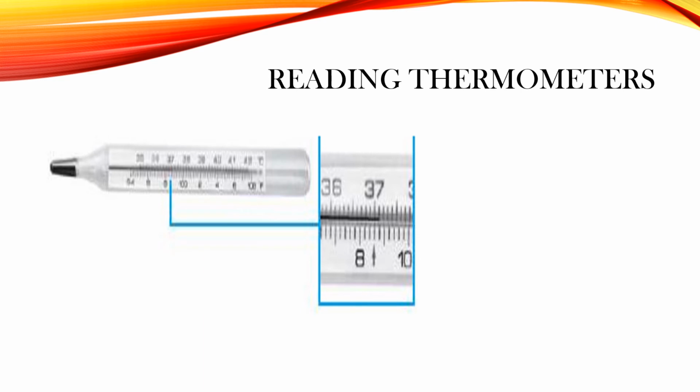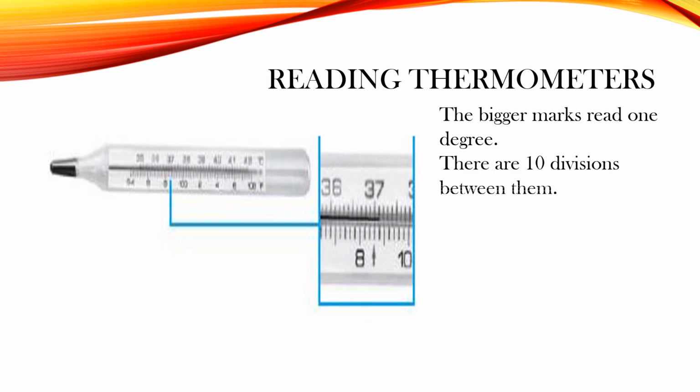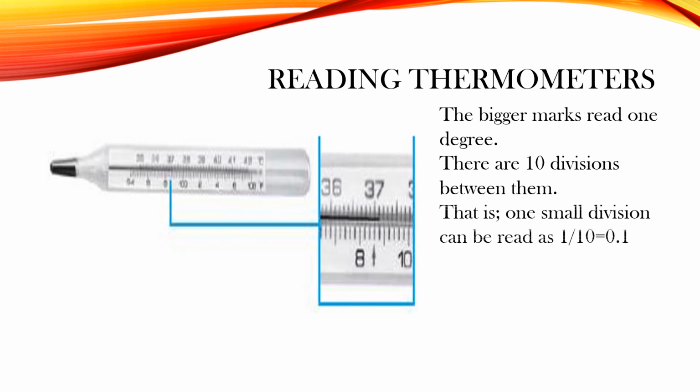How to read thermometers? This is a zoomed-out picture of a clinical thermometer, and you can see the bigger marks 36 degrees Celsius and 37 degrees Celsius. The bigger marks differ by 1 degree and there are 10 small divisions in between them. So one small division will be 1 by 10, that is 0.1. In this clinical thermometer, you can see that the mercury level is one small division after 37 degrees Celsius. So what will be the reading then? 37.1 degrees Celsius.